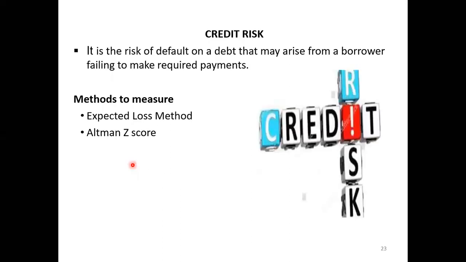Let us again briefly discuss credit risk. It's a risk of default on debt that may arise from a borrower failing to make required payments. Now we discuss how to measure it. You know what credit risk is, so how do we measure? What is the ruler, the scale to measure this kind of risk?